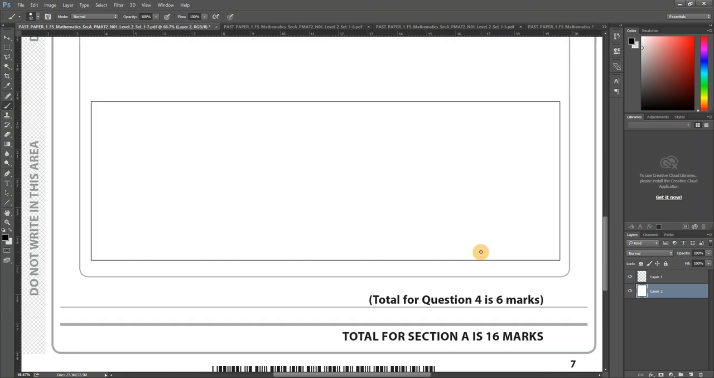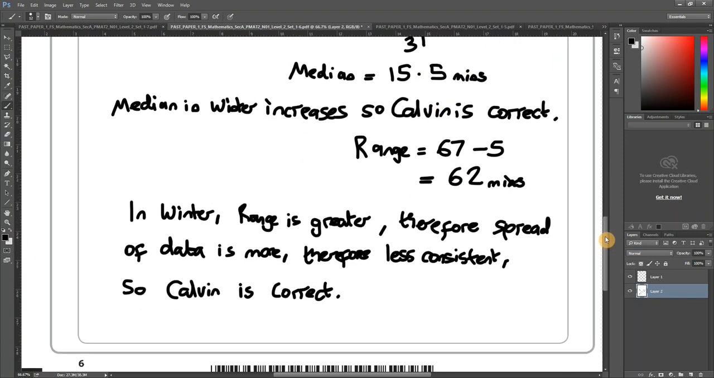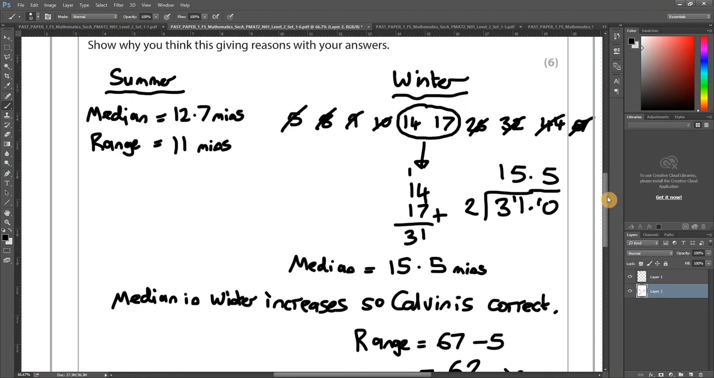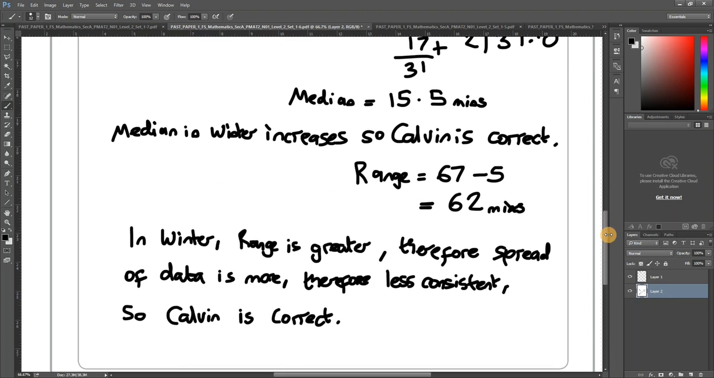Oh, and that was the last question. So I'd probably write the comments in this answer box here, and just say the same as what I said before. Even if you don't, to be honest, it's absolutely fine, as long as you make sure that your comments are nice and clear for the person marking it, and you'll get full marks for that.